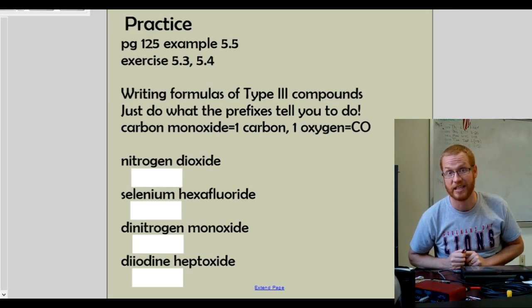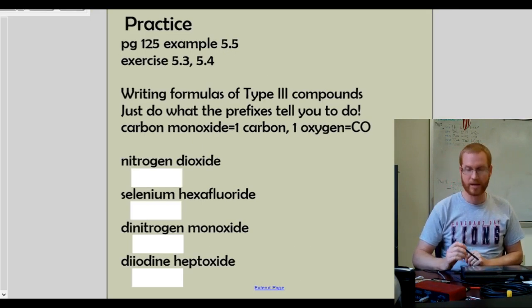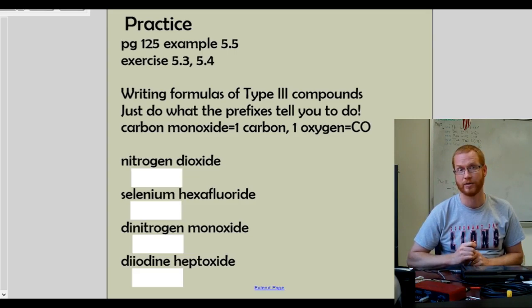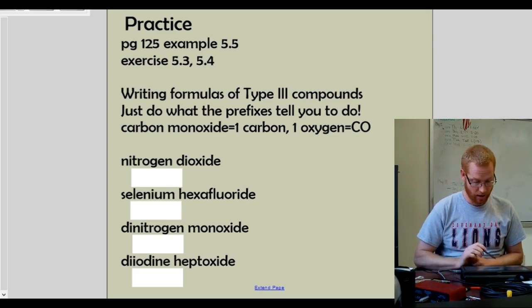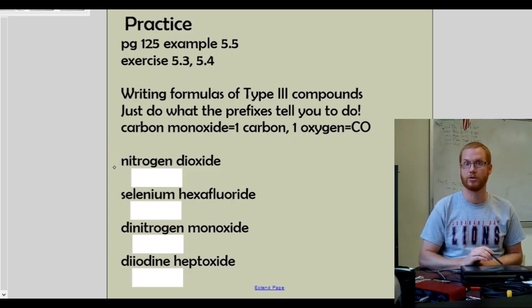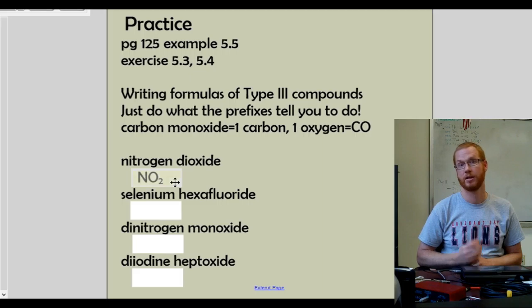All right. Now let's get really easy. So writing formulas of type 3 compounds. All right? Basically, what the prefixes tell you to do, you do it. So carbon monoxide, 1 carbon, 1 oxygen. So the formula is CO. Nitrogen dioxide. No prefix on nitrogen, so there's only 1. Prefix of di on oxygen, which is 2, and so that is NO2.